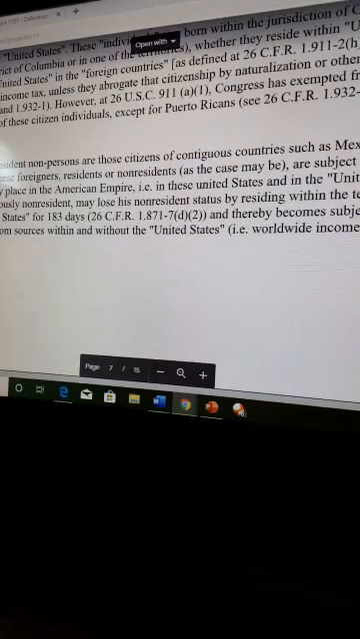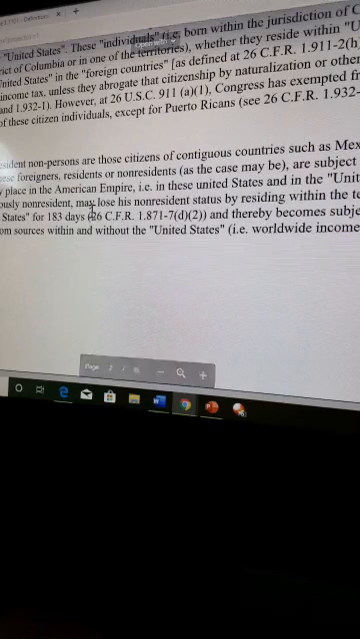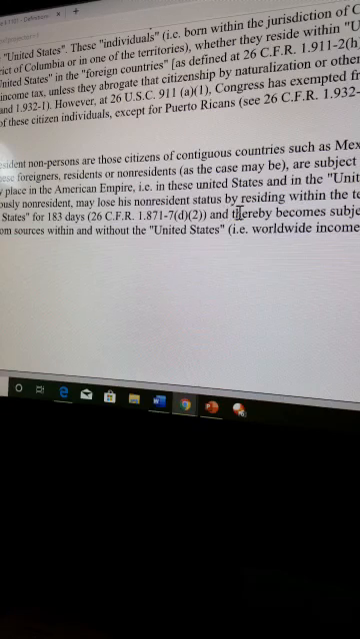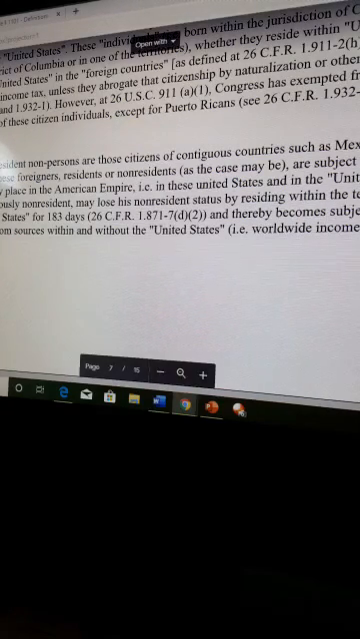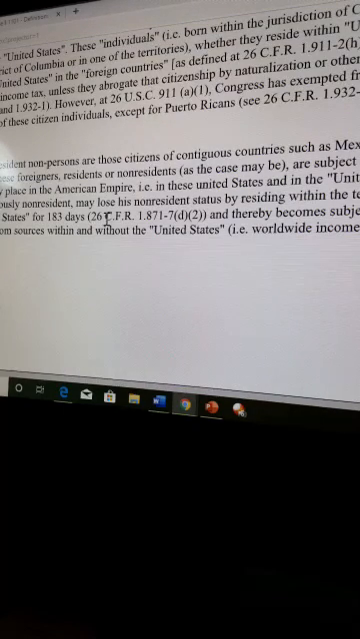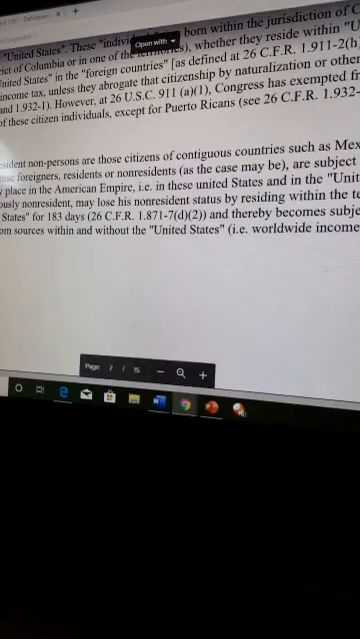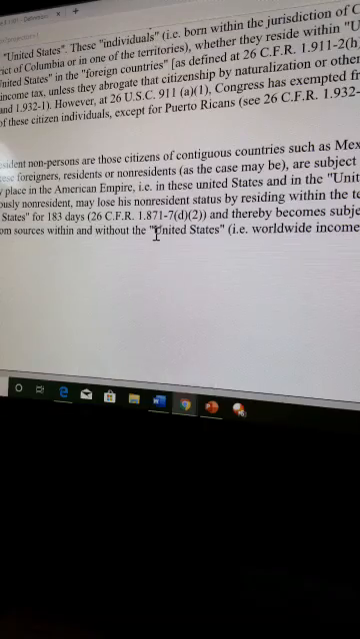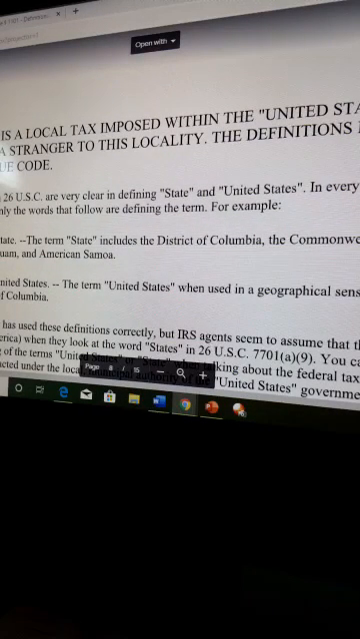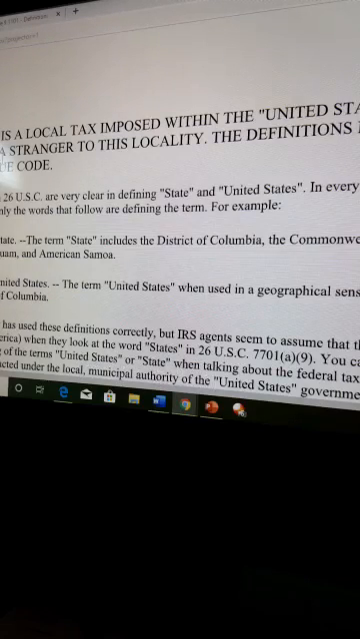A Union State citizen, capital C in citizen, previously non-resident, may lose his non-resident status by residing within the territorial sovereignty of the United States for 183 days. Title 26 CFR 1.871-7(d)(2), and thereby becomes subject to local tax on incomes received from source within and without the United States. Worldwide income. The income tax is a local tax imposed within the United States. The undersigned is a stranger to this locality.